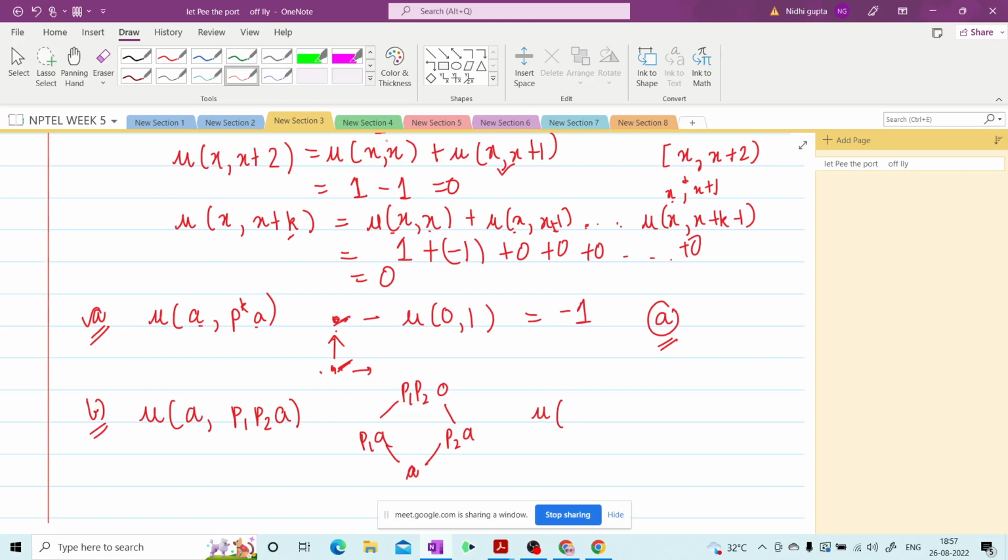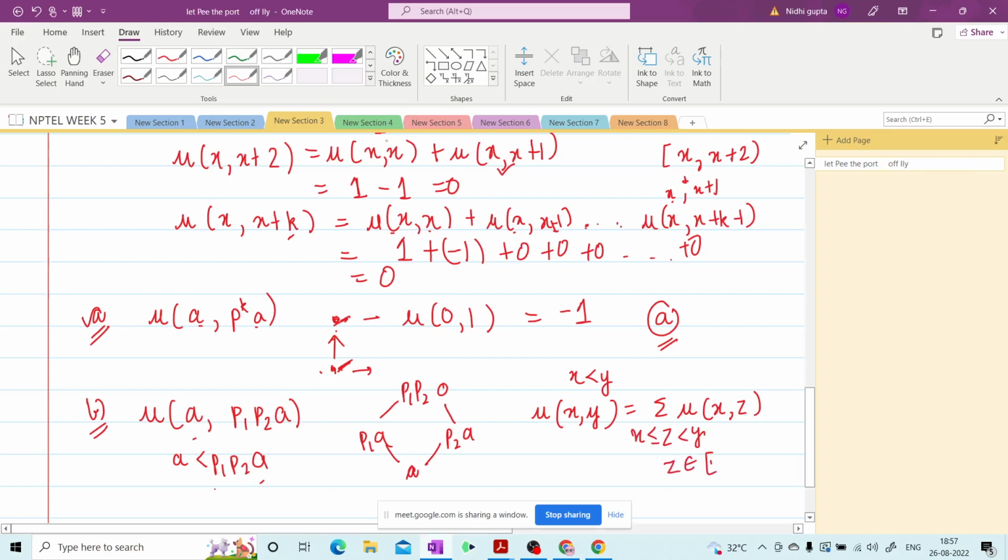We have to compute it using a formula for the Mobius function, which was mu xy. And we see that P1 P2A is strictly greater than A. So here, mu xy, we are looking for x less than y, and our formula says it is basically the sum of mu xz, where z belongs to the half-open interval [x, y).